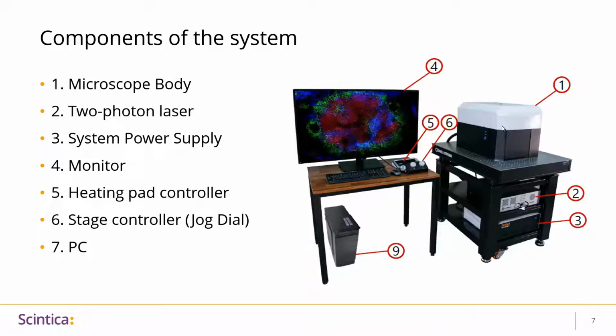Now that you have a little bit of background about the techniques, I'm going to talk to you about the components of the system. So this is like other microscopy units. This comes with a microscope body, the black and white box, and underneath there's the 2-photon laser box, and there is a system power supply. Of course, it comes with a computer and a screen to monitor. And then there is a stage controller to control the motorized stage. And there's the heating pad controller for animal physiological control.